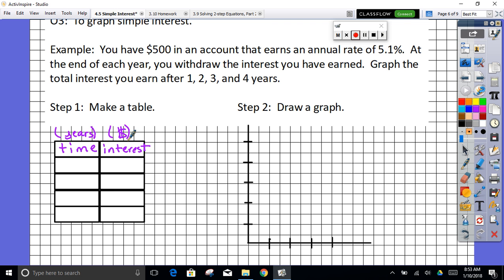Okay, so after the first year, you would have the principal times the rate times the time, which is 1. Okay? When you multiply 500 times 0.051 times 1, you get $25.50. Now the only thing that changes for year 2 is the year.